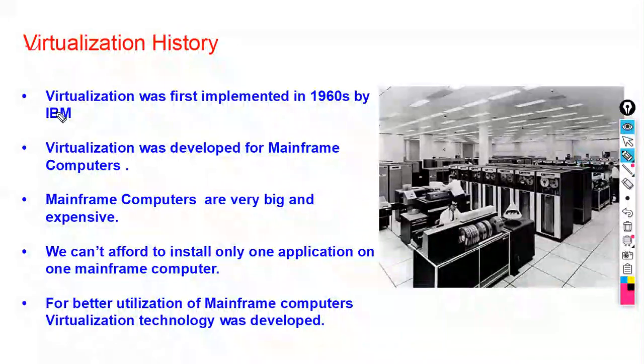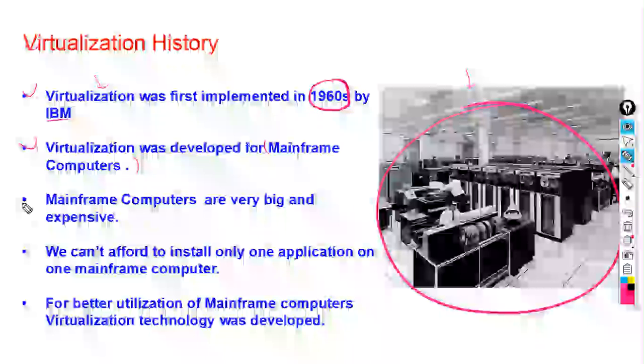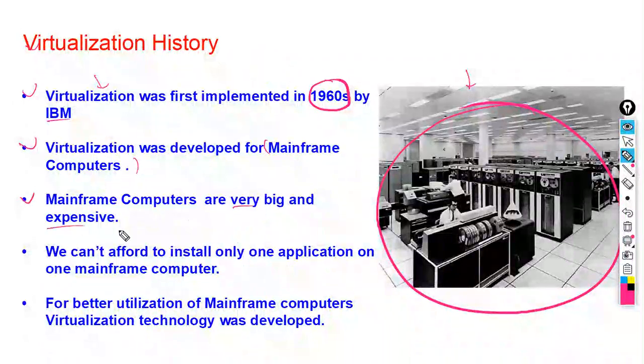So guys, let us see the virtualization history. Virtualization was first implemented in the 1960s by IBM. But this virtualization technology was developed only for mainframe computers. They are very big and required a big room to get installed. Mainframe computers are very big and they are very expensive as well.